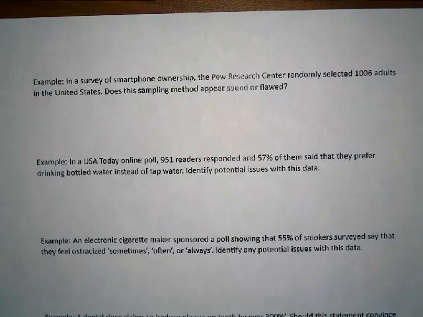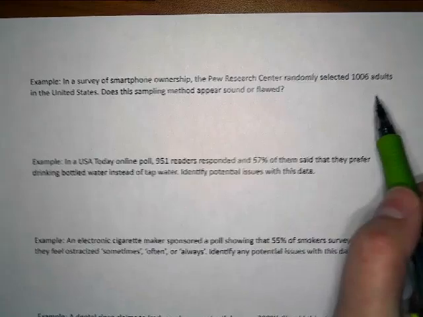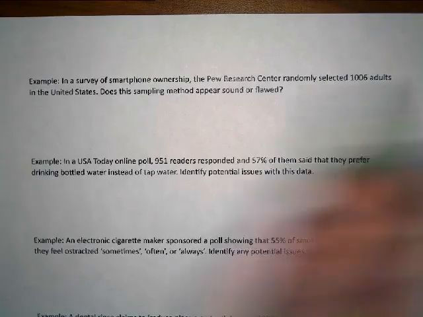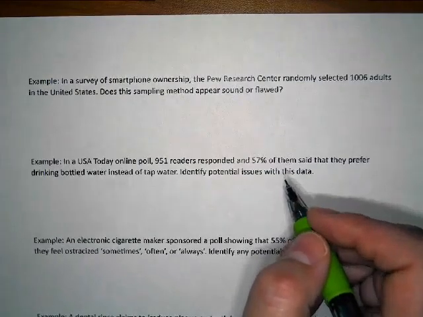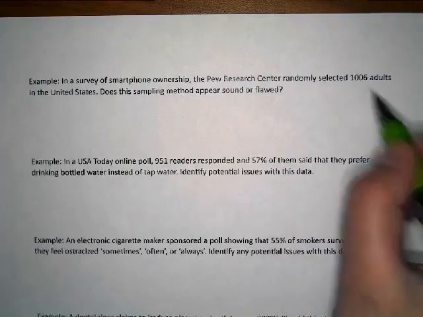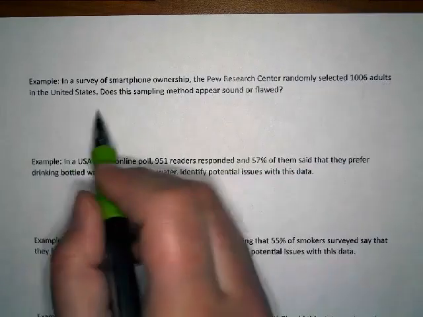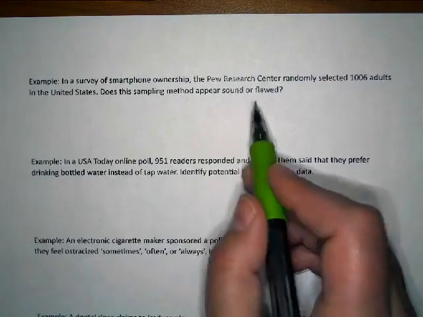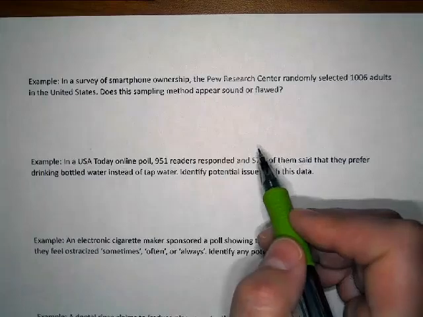Okay, let's look at a few more examples. In a survey of smartphone ownership, the Pew Research Center randomly selected 1,006 adults in the United States. Does this sampling method appear sound or flawed? So in this situation, that's a good amount. That's not a small sample, 1,006, okay, in the United States. And the answer here, is it sound or flawed? The answer is it depends. It depends on what you're trying to study.